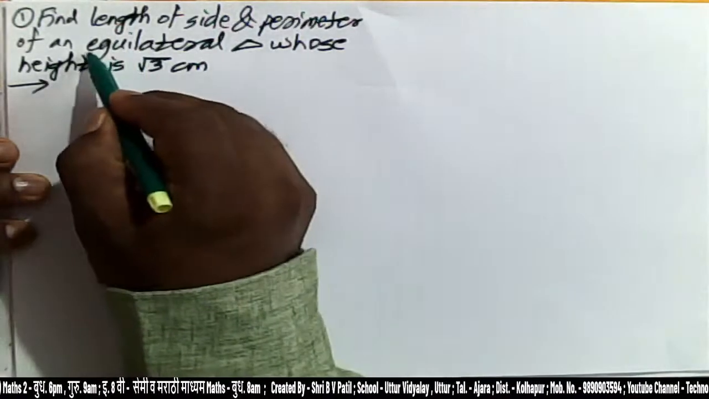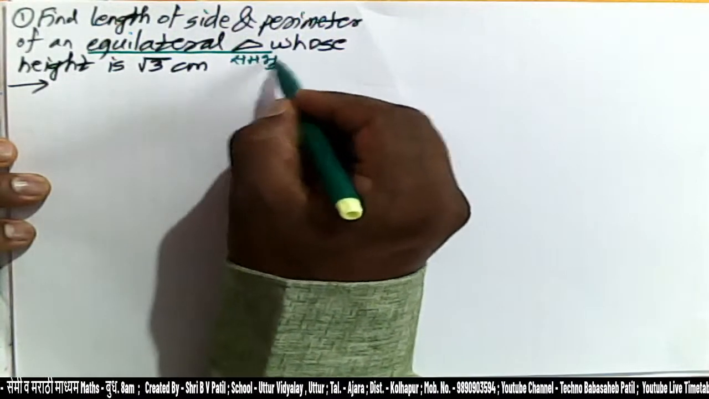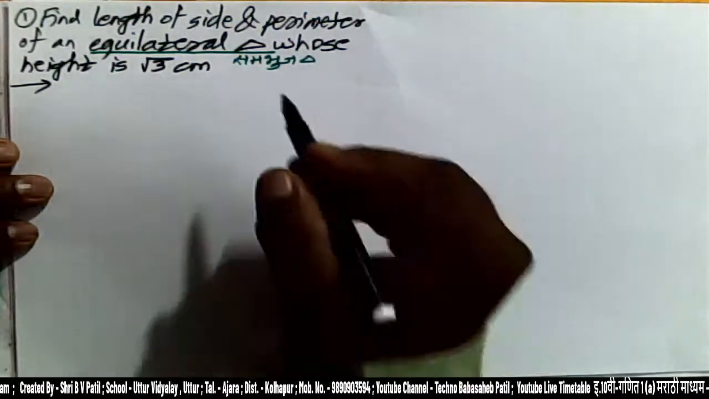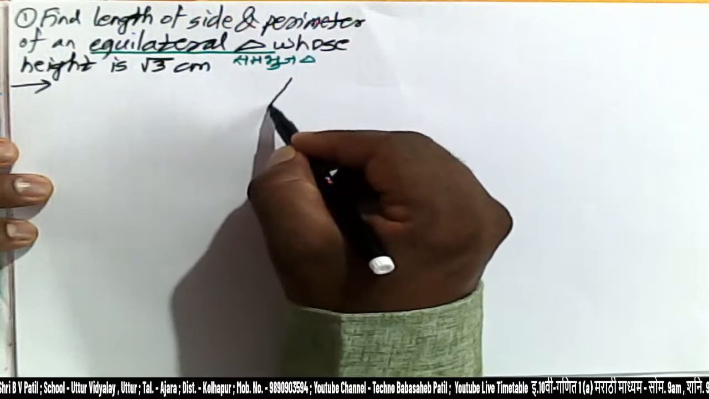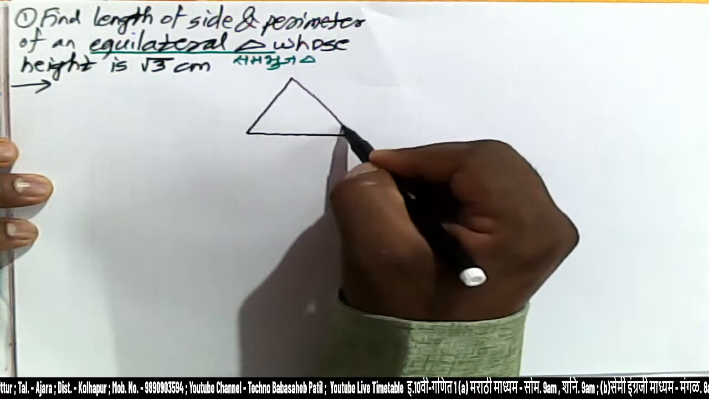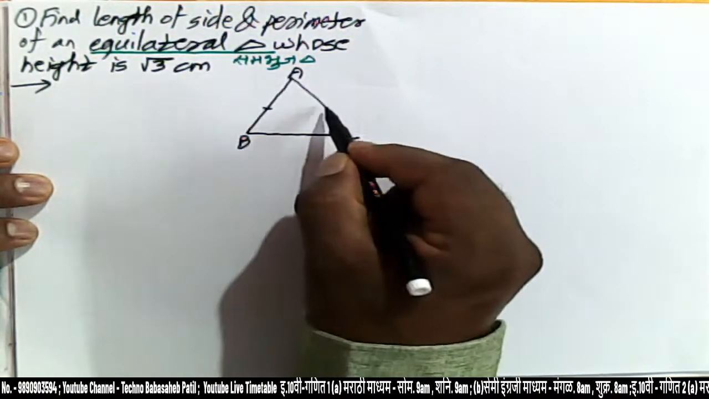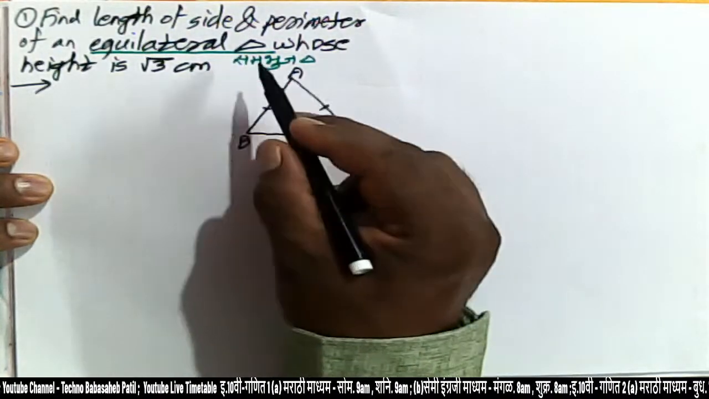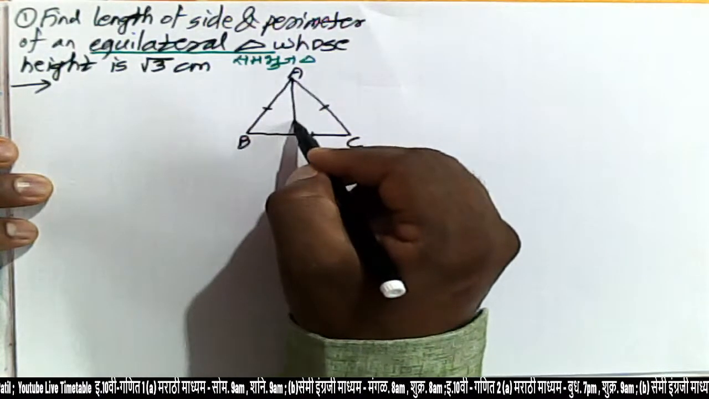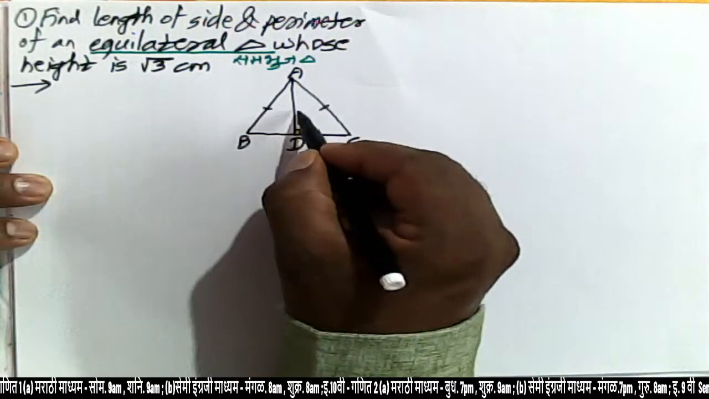Here equilateral triangle means samabhuj trikon, which means three sides are congruent. We draw here triangle ABC. This is an equilateral triangle and height is given. Draw height from point A. AD is the height and its length is root 3.